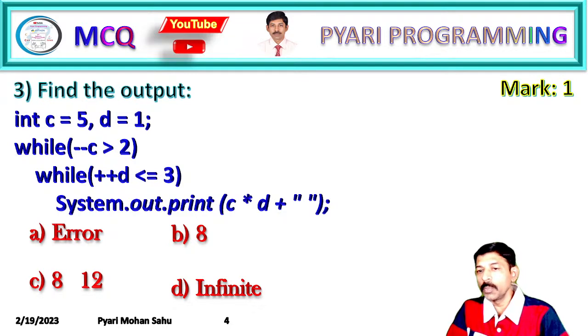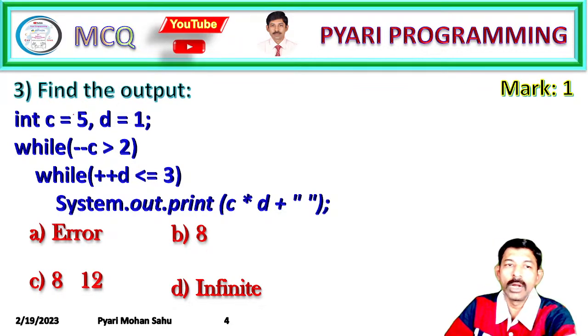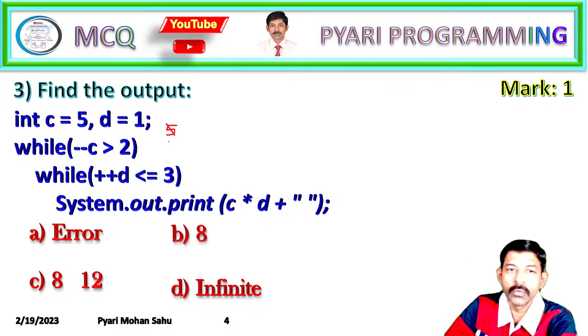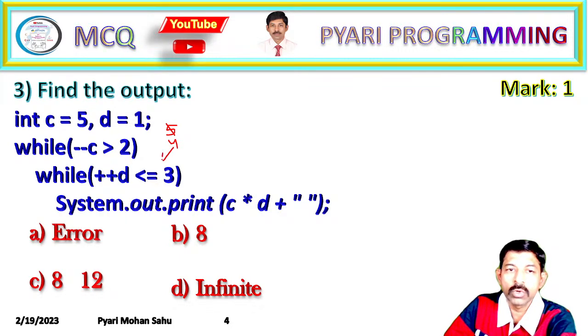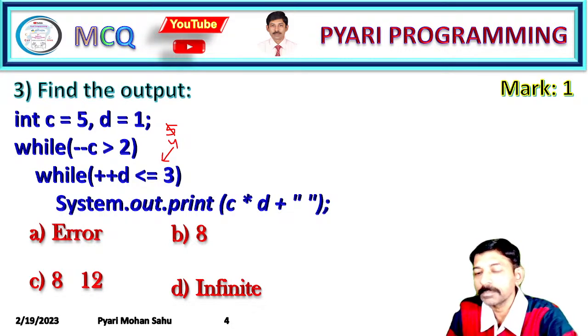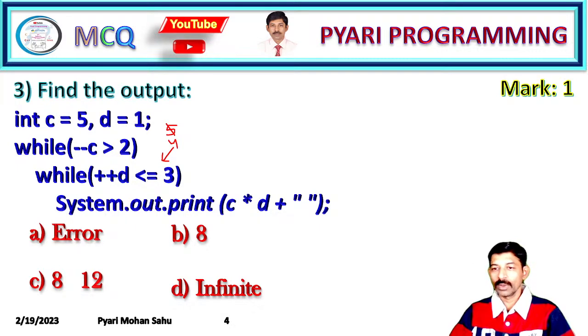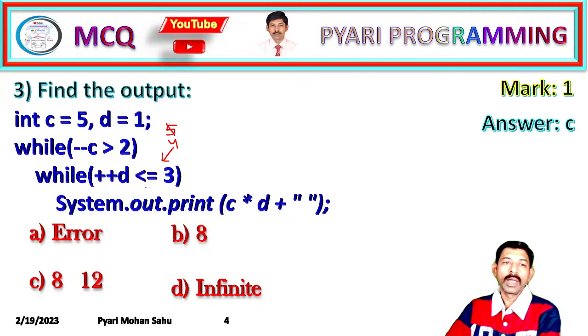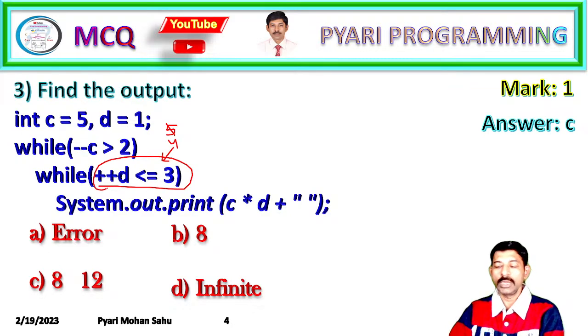But your inner loop is also available. When C value is 5, now minus minus, it is your 4. Now for each iteration of outer loop, inner loop will also iterate. Everyone, are you sure your answer will be C? Because this will be false every time. This will be false every time after one iteration of your C.